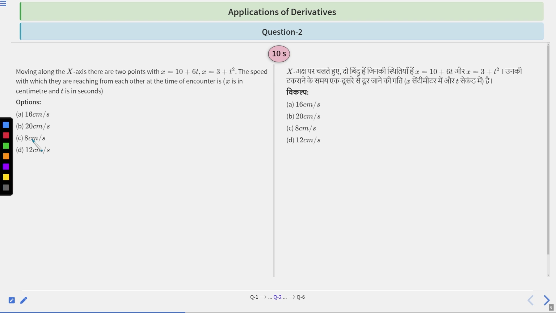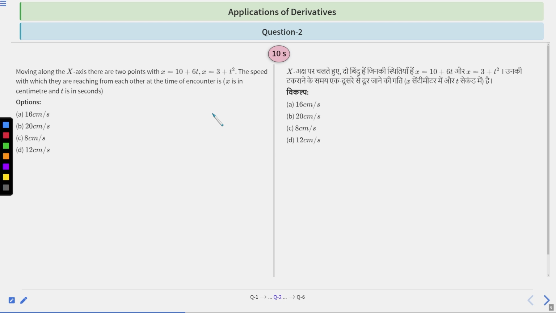Next, let's move to question number 2. Moving along the x-axis, there are 2 points with x equal to 10 plus 6t, x equal to 3 plus t square. The speed with which they are receding from each other at the time of encounter. Clear?